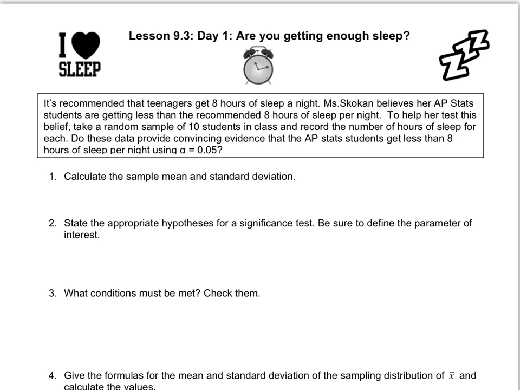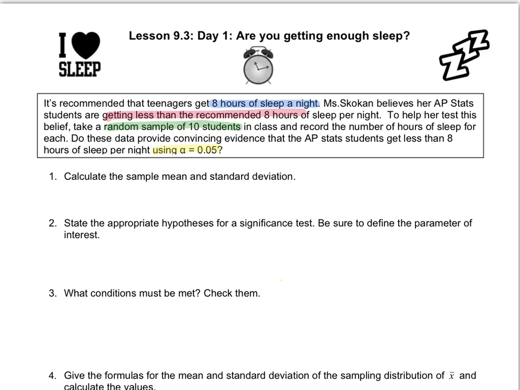It is recommended that teenagers get 8 hours of sleep per night. Ms. Skokin believes that her AP Stat students are getting less than the recommended 8 hours of sleep per night. To help her test this belief, we take a random sample of 10 students and record the number of hours of sleep for each. Do these data provide convincing evidence that the AP Stat students get less than 8 hours of sleep per night using an alpha of 0.05?